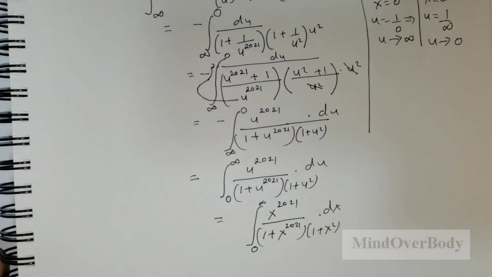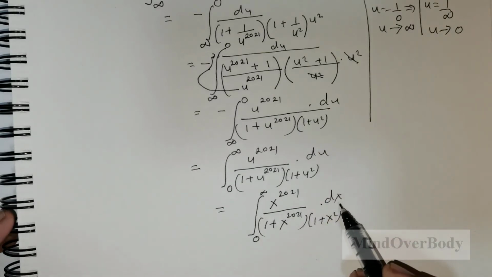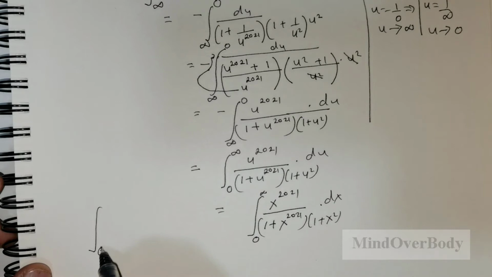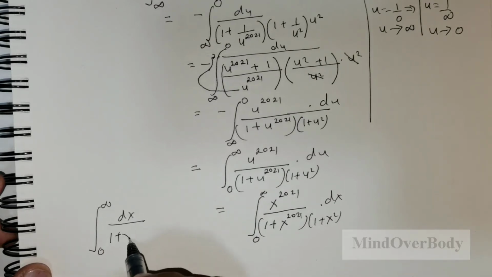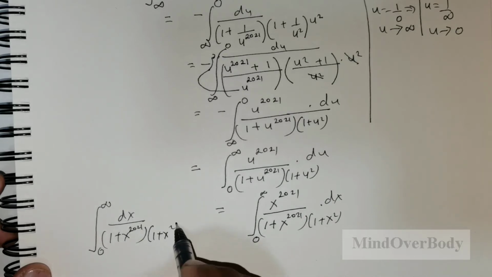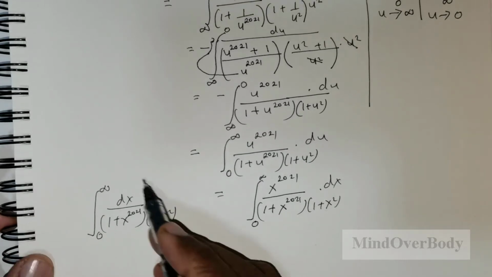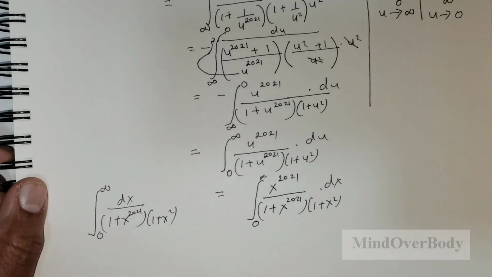Because u is an arbitrary variable, it doesn't matter if we have u here and I change it to x, or if I change it to p. Now on the left, we started with this integration, the integral from 0 to infinity of dx over (1 + x^2021) times (1 + x^2). The reason I changed it to x is because the given integral is in terms of x.